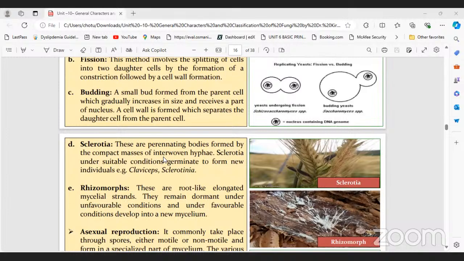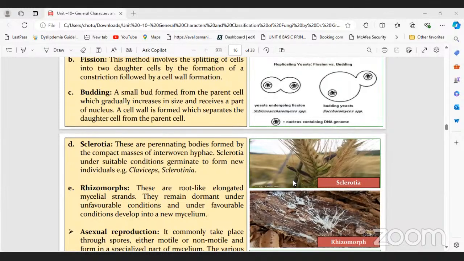Sclerotia. You can observe the sclerotia in this part of the picture. These are resting bodies formed by a compact mass of interwoven hyphae. What is a sclerotium? Resting bodies formed by a compact mass of interwoven hyphae. Under suitable conditions, sclerotia germinate to form a new individual.